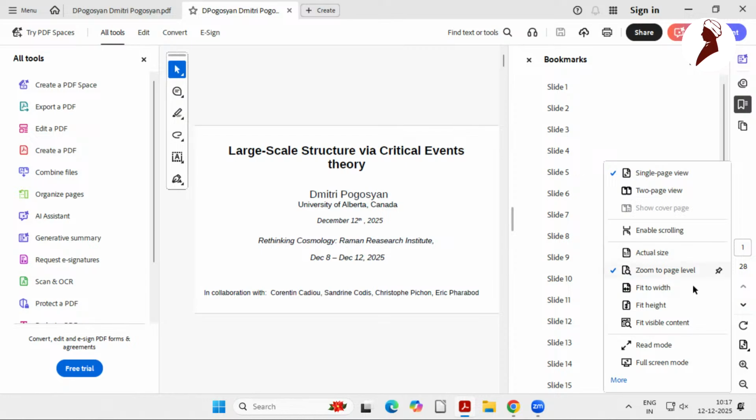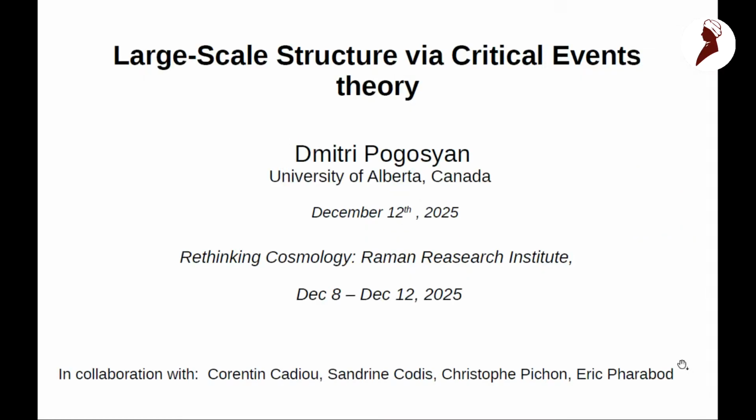Okay, so now we have Dmitry Pogosyan telling us about large-scale structure via critical events theory. Once it's set up. Does it work? Yep. I somehow don't hear it.